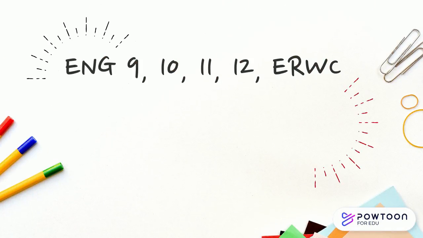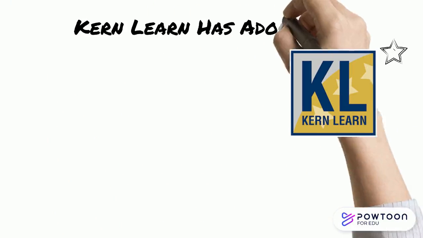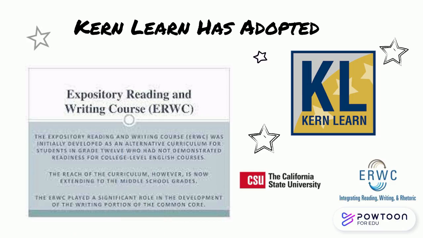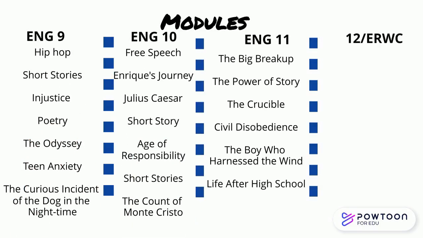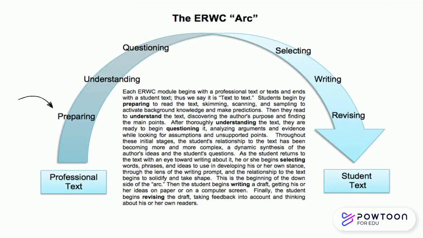This class is vertically aligned at all levels to follow the natural progression of rhetorical communication. Originally developed by the Steering Committee of the CSU Governing Board, the expository reading and writing course template duplicates the process of academic study, and the courses you take for Kern Learn follow this pattern. Each course consists of modules that contain both fiction and non-fiction texts, and the content is used to discuss big ideas. You start by preparing your mind by accessing background knowledge on the topic.